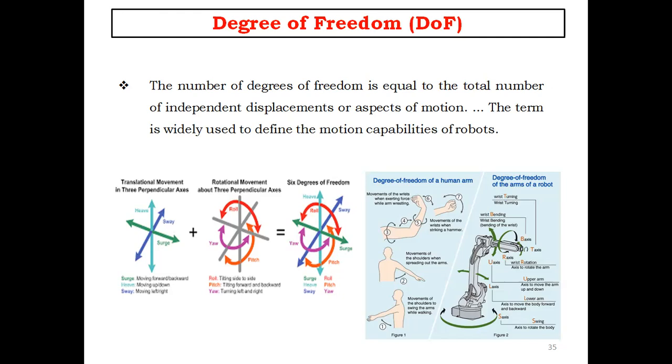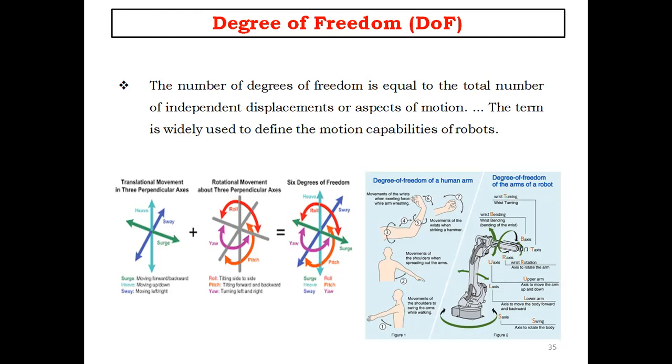Now take the human arm. First, we have the movement of the shoulders to swing the arms while walking. Next, the movement of the shoulders when spreading out the arms. The third is the wrist, the length from the elbow to the wrist. There is movement of the wrist while exerting force with the arm resting, and movement of the wrist when striking with a hammer. So the human arm has 7 degrees of freedom, whereas the robot has up to 6.